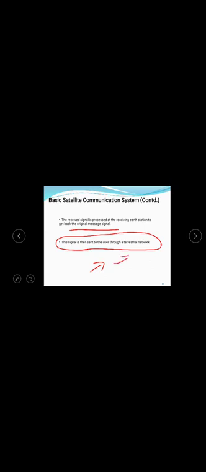The received signal is processed at the receiving earth station to get back the original message signal. This signal is then sent to the user through the terrestrial network. First, from the terrestrial network to the earth station the signal is passed. The earth station sends an uplink signal frequency to the satellite. Again the satellite receives the signal, amplifies it, down converts it, and sends it to another earth station. The other earth station receives and processes the signal, gets back the original signal, and sends it to the terrestrial network.